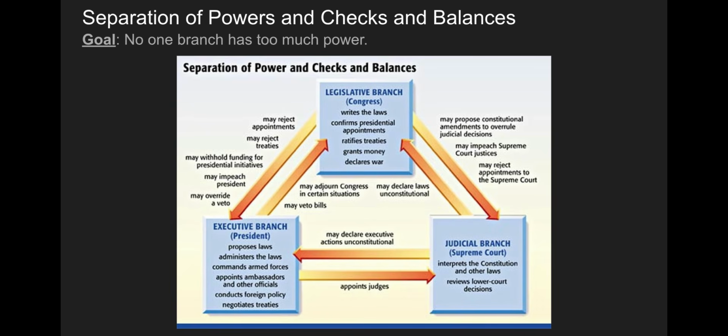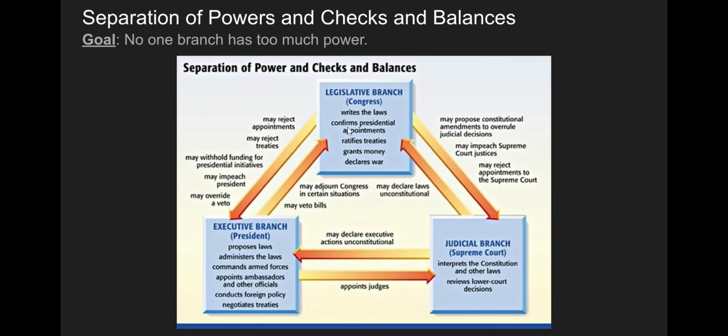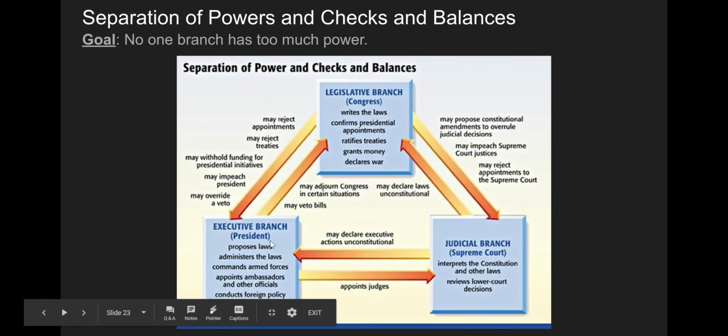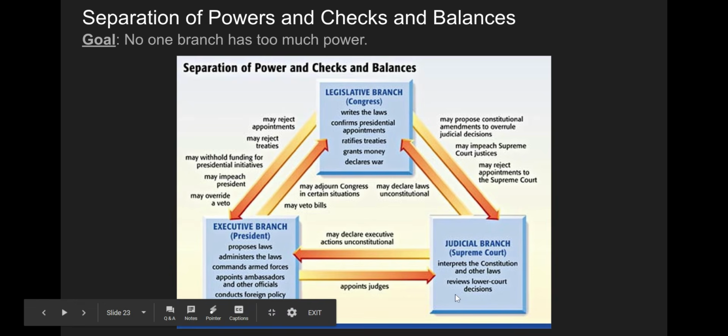If you look at the blue boxes, you'll see the responsibilities each branch has. Like we've talked about before, the legislative branch writes laws, approves presidential appointments, ratifies treaties, controls the money, and declares war. The executive branch can propose laws, it's in charge of the armed forces, and it conducts foreign policy. The judicial branch interprets the Constitution, and it can review decisions from a lower court.